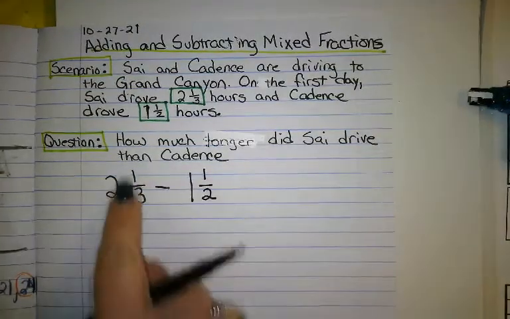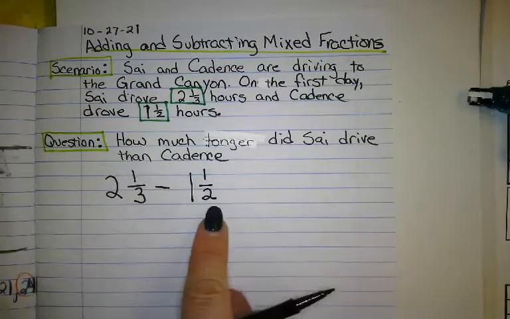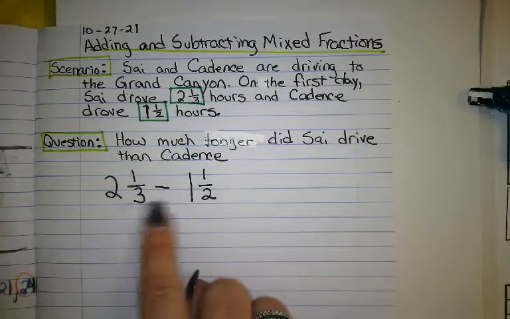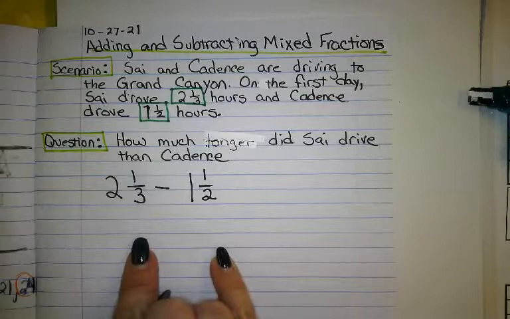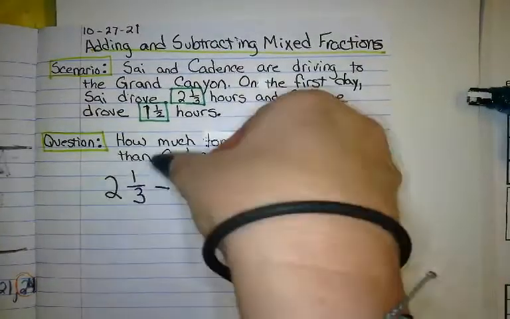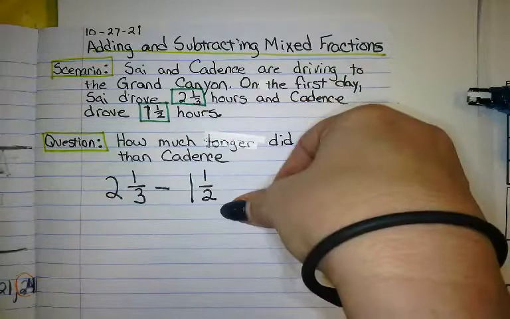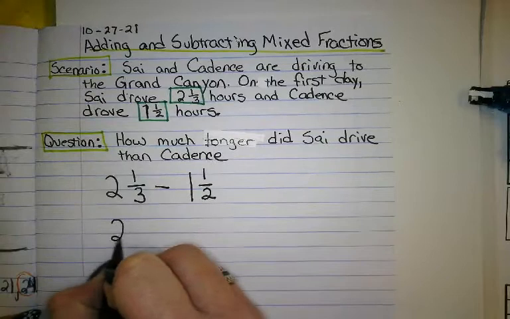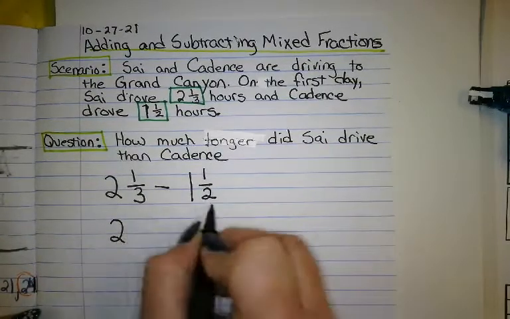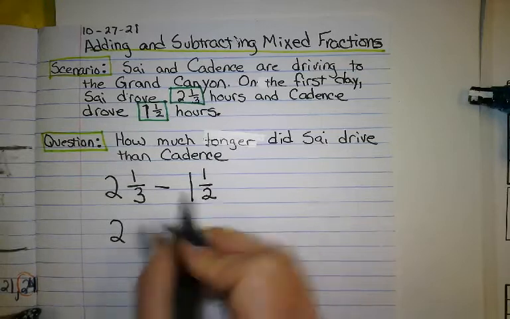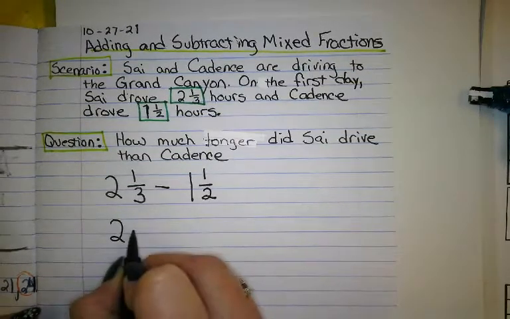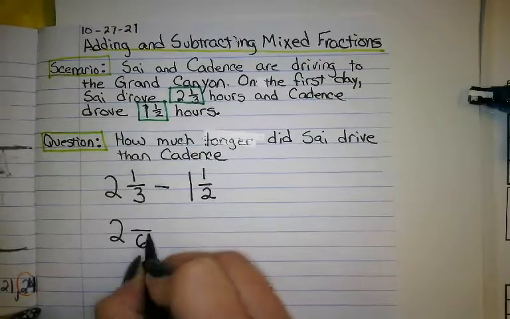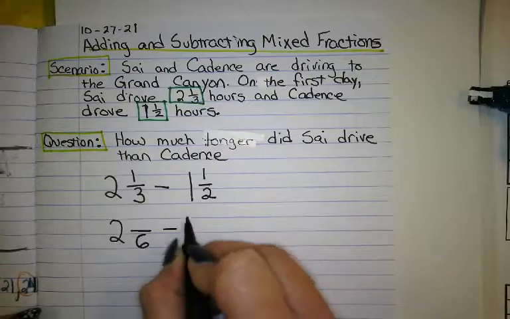Okay, so we have 2 1/3 minus 1 1/2. So I think we can all agree that before we can even start subtracting, we definitely have to find a common denominator. We have to rename the fraction parts of each one of these numbers, right? So if I want to change 1/3 and 1/2 to have the same denominator, I'm going to look at 3 and 2. I can tell that a common denominator between 3 and 2 would be 6. Do you guys agree that it would be 6? Yes. Good.